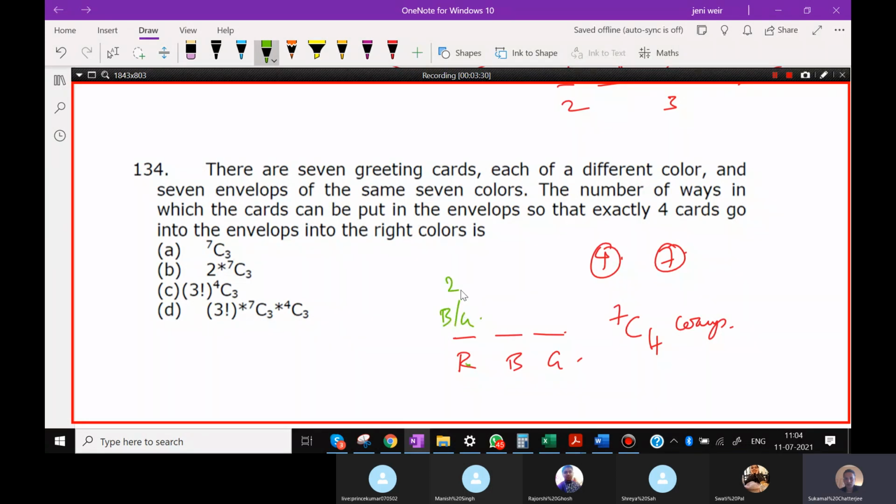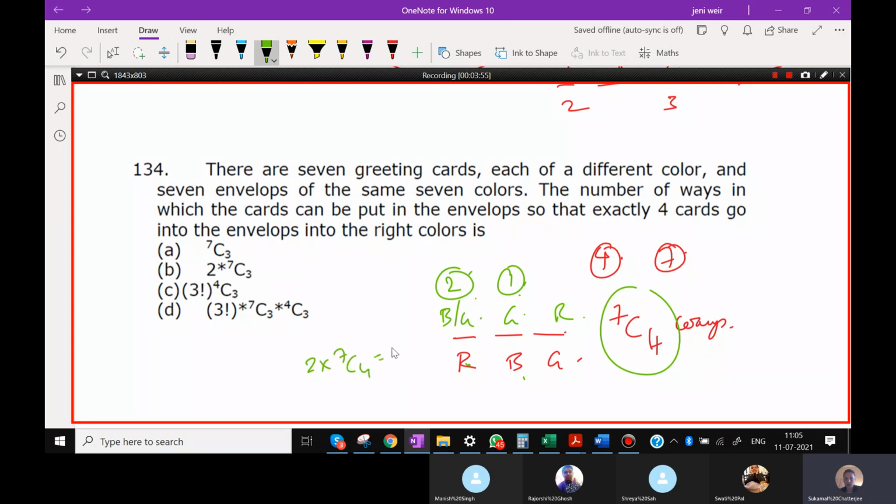So this can be filled up in 2 ways. If this has a blue, then blue cannot have blue. So therefore blue has to have green. So this can be filled in 1 way. Therefore this will get red. So that means 7C4 multiplied by 2 into 1, or factorial 2. So which means 2 into 7C4, which is 2 into 7C3.